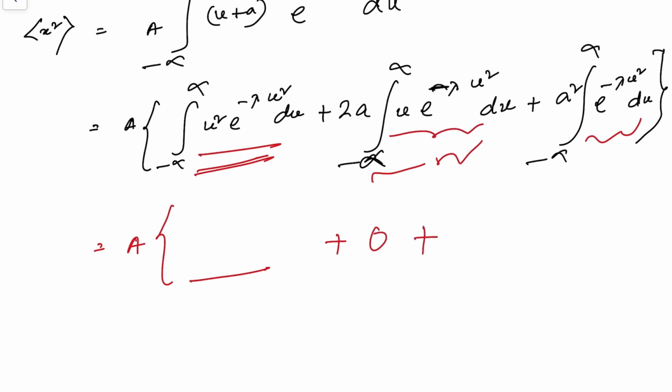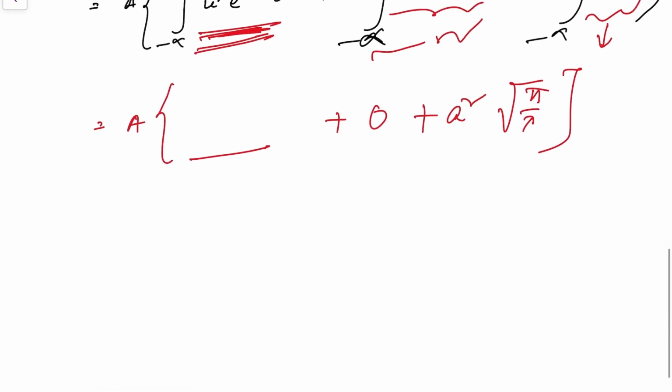Okay, and a square, and we have already evaluated this earlier to solve a of this problem. So in that case we have got root over pi by lambda, we have already got it. So now how to evaluate this part? Let me show you how to do that.